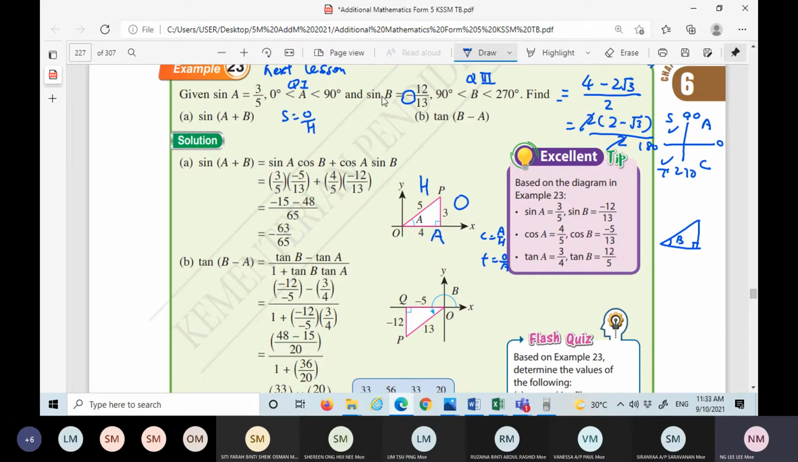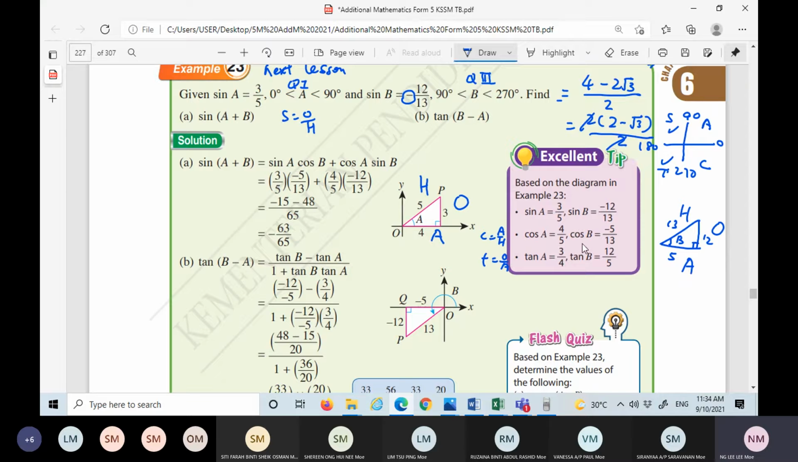Same thing, sine B is 12/13, means O over H. This one will be O, this one will be H, this one will be the A. O over H is 12/13, so here is 12, here is 13. Same thing, we use the Pythagoras triple, so this is 5. 5, 12, 13, so adjacent is 5.